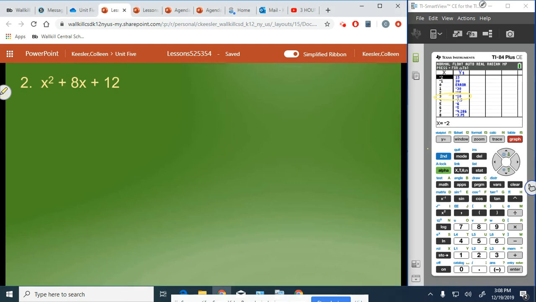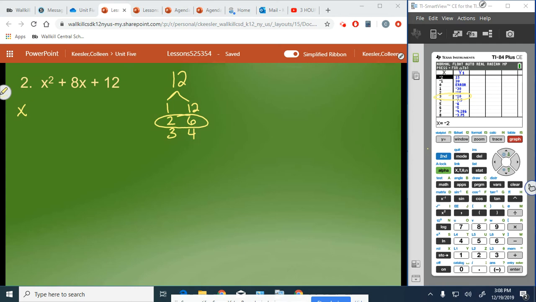Number 2, x squared plus 8x plus 12. So again, we want to multiply the a term by the c term. So that's 1 times 12, which just winds up being 12 in this case. So now we need factors of 12 that have a sum of 8. So I can do that without my calculator. I know 12 is 1 and 12, 2 and 6, and 3 and 4. So the two that have a sum of 8 would be the 2 and 6.